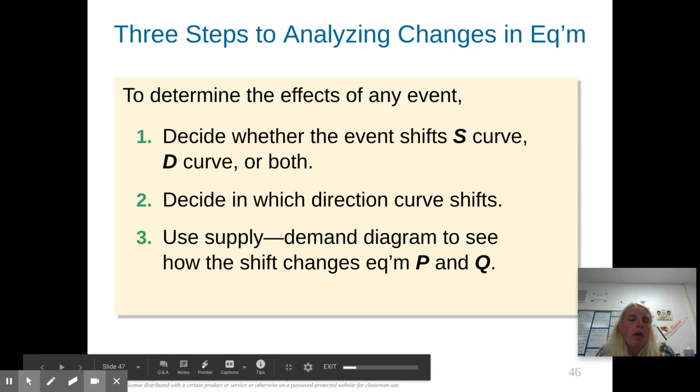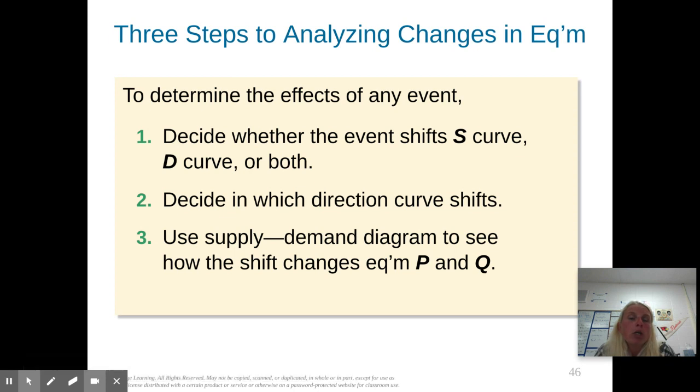Number 1, you have to decide whether it's a shift in the supply curve, the demand curve, or both. So basically, when you get this situation, let's say it's about lattes again, and it's about market equilibrium, when it says this event happened, you have to decide, is that a shift in supply, a shift in demand, or a shift in both? Usually, I'm going to give you a clue. If it's a shift in both, it's going to be an and statement. This happened and this happened, and you'll see a shift in both.